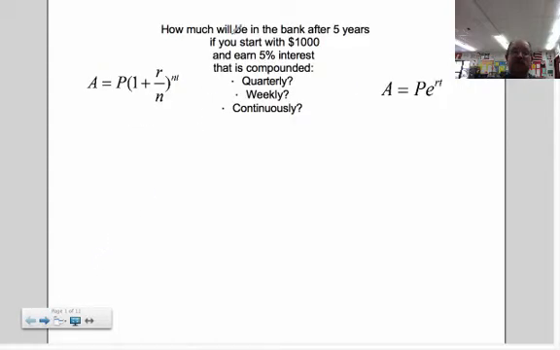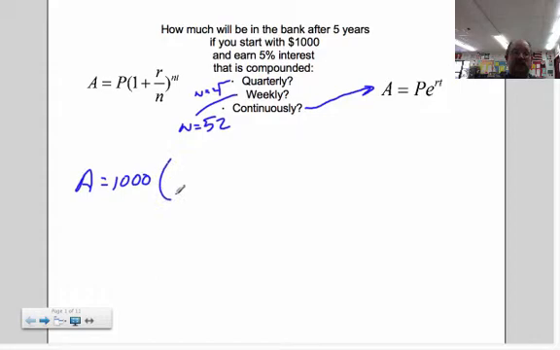So what I would have you do, if you want to, and I think you should just to practice it out, is if we have money in the bank for 5 years, you would start with $1,000, get 5% interest. How much money are you going to make if you compound it quarterly, which means that N equals 4, or weekly, which means that N equals 52, or continuously, which means you use this formula. So for the first one, we would say A equals 1,000 times 1 plus, what do we make it, 5% interest, which is crazy, over quarterly 4 times, to the N, which is 4 times 5 years.